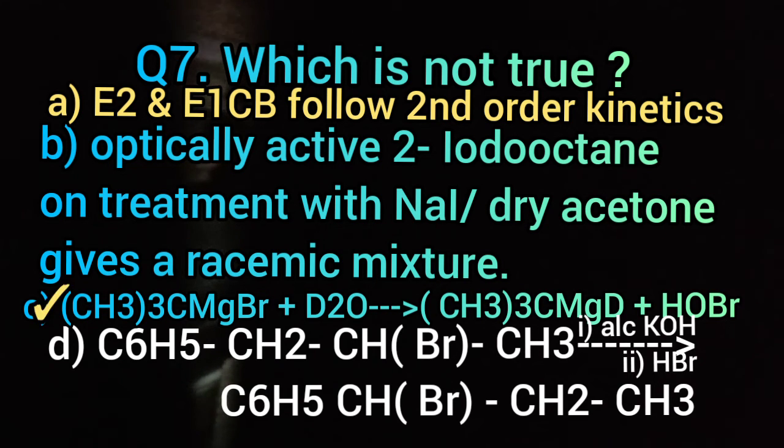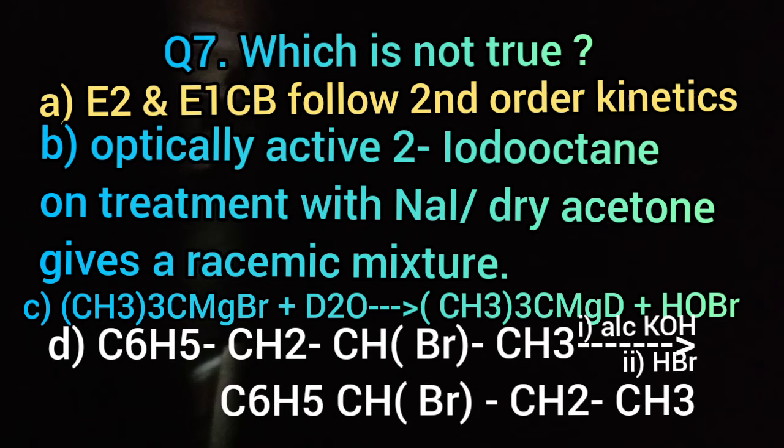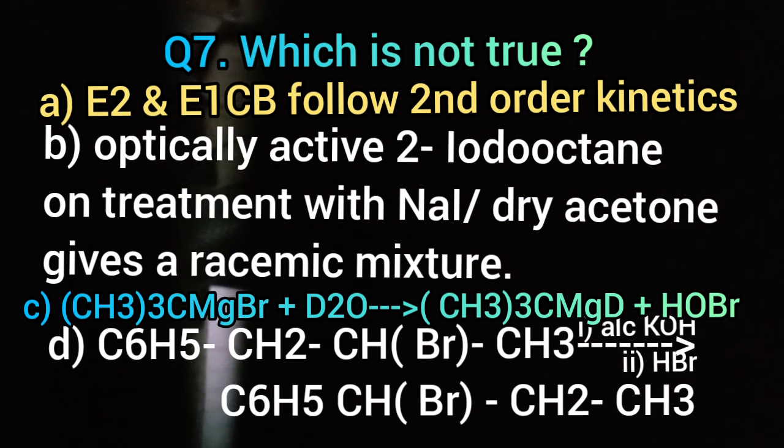Obviously option C is not correct, because in this case MgBr will be removed and C is connected to deuterium and the product should be like this, so the option is not correct. So in 7th question, option C is not correct. Both E2 and E1CB follow second order kinetics. Correct. Optically active 2-iodooctane on treatment with sodium iodide in dry acetone gives inverted product. So both retention and inversion take place, so you are supposed to get a racemic mixture.